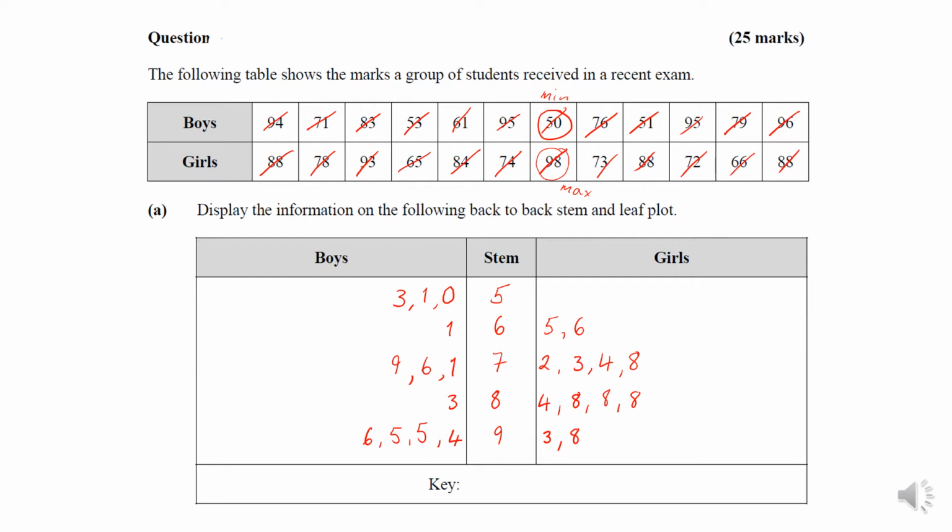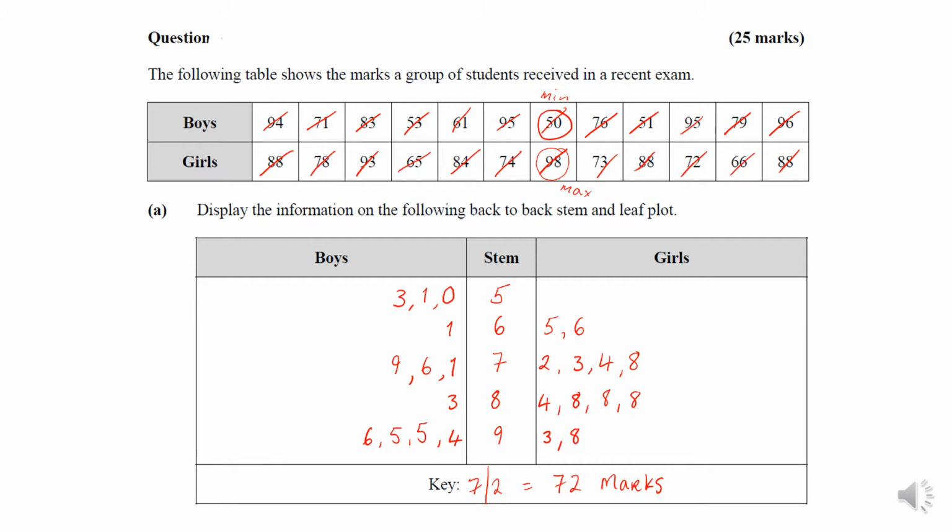Okay, not full marks yet, however, because I should give a key to explain how this plot is to be read, and you can choose any example whatsoever. 7 line 2 means 72 marks. Okay, so I've just chosen 72 at random there, and that refers to the one there in the girls. Really there should be 2 keys for going right and left, but that'll do.